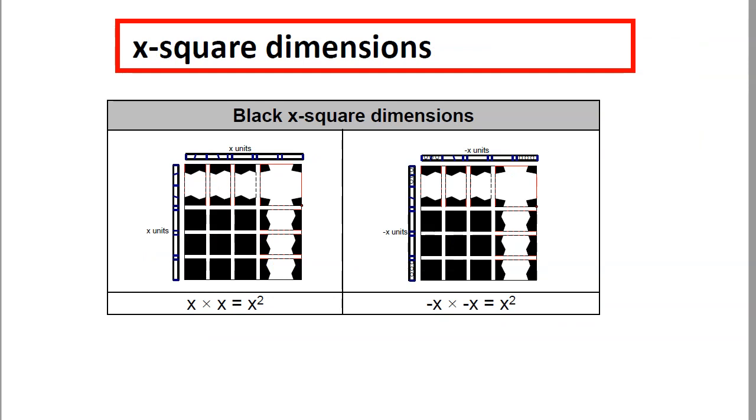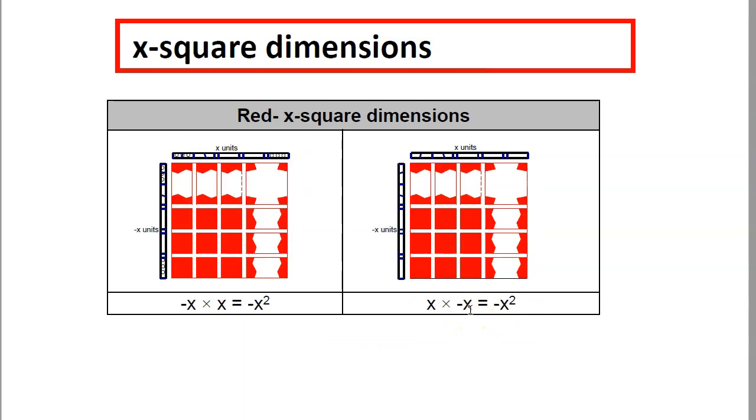Here are some pictures of the dimensions for the black X square. You can see on the left we have x times x is x squared, and on the right we have negative x times negative x is x squared. Here are the dimensions of the red squares. On the left we have negative x times x is negative x squared, and on the right we have x times negative x is negative x squared. Either one works.